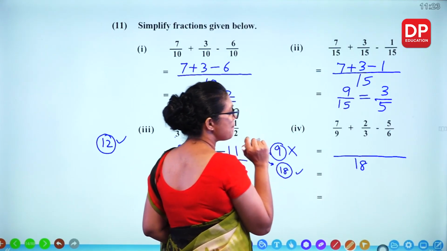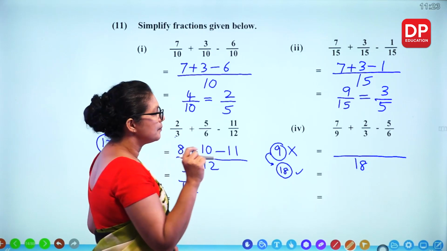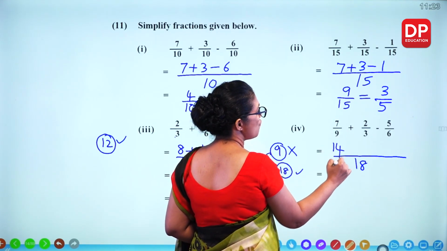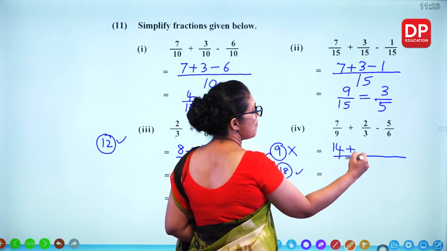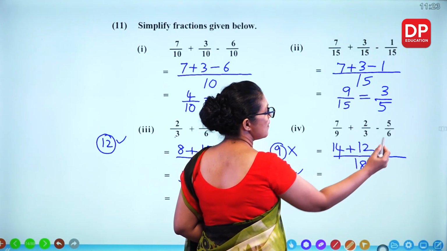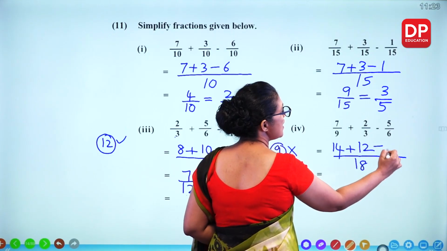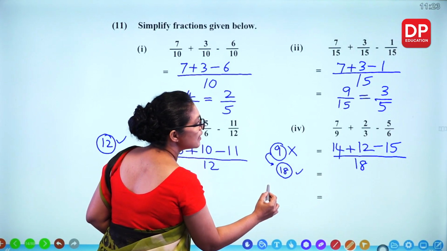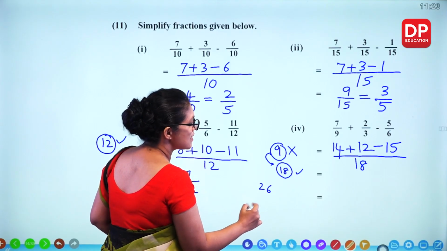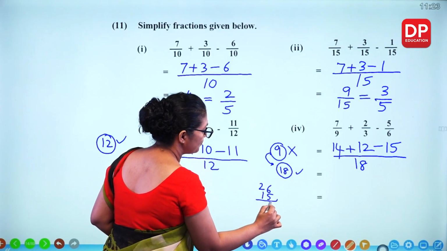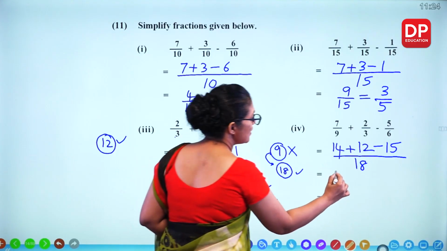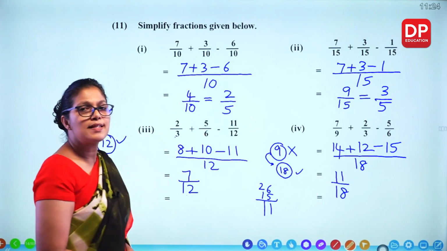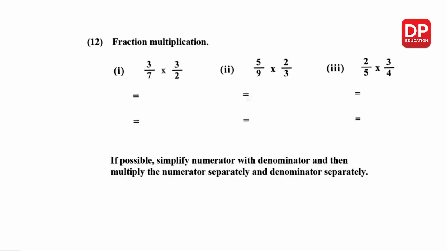Now convert, find the equivalent fractions. 9 times 2, so 7 times 2, 14. Multiply by 6, it's 12. Multiply by 3, that's 15. Now add these two. You get 26 minus 15. 11. 11 out of 18. Here also you can't simplify further.